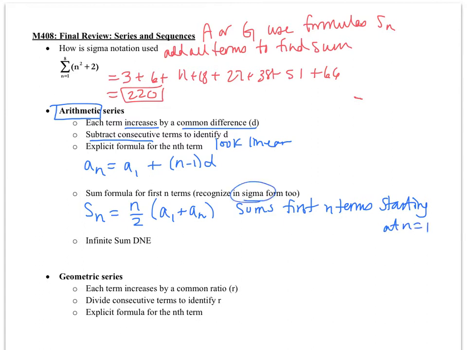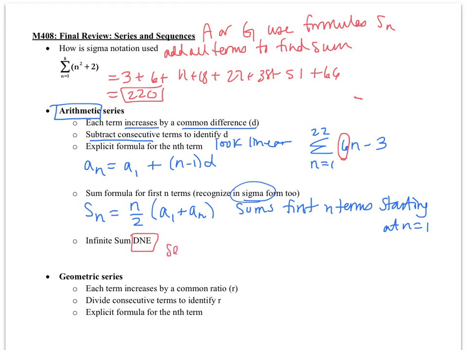Now we want to recognize this in sigma form as well. So what I mean is, let's say I gave you the problem, the sum from n equals 1 to 22 of 6n minus 3. I would want you to recognize that this formula is arithmetic. We know that it's arithmetic because, number one, it looks linear, and number two, if we were to list out the first couple terms, we would see that each time the terms are increasing by 6, because 6 is the common difference. With any arithmetic series, an infinite sum does not exist.